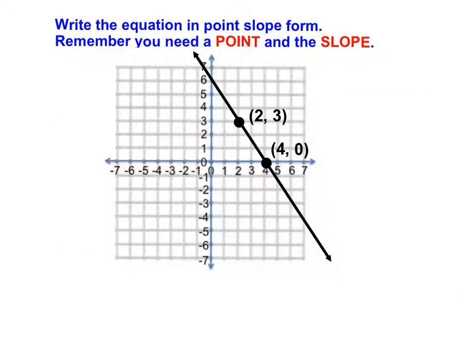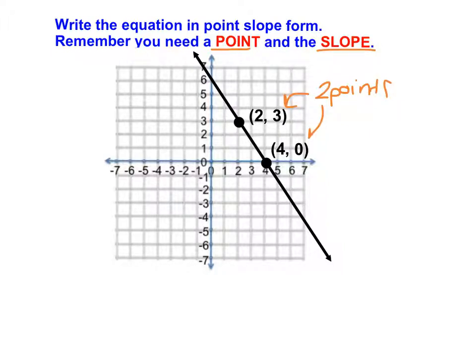So here we have a different representation of a line, and we're going to write its equation in point-slope form. So remember, to write it in point-slope form, we need a point, which I can see I have 2 points here, so I'm good to go. I have 2 options for my points. And then I need to find my slope.